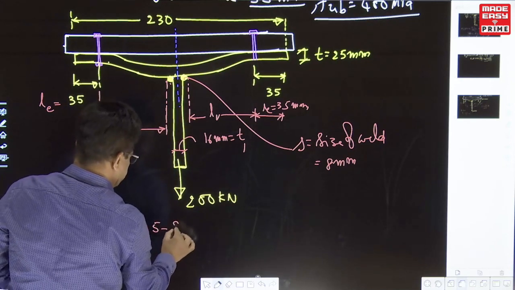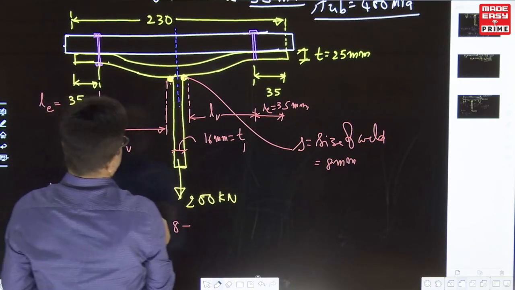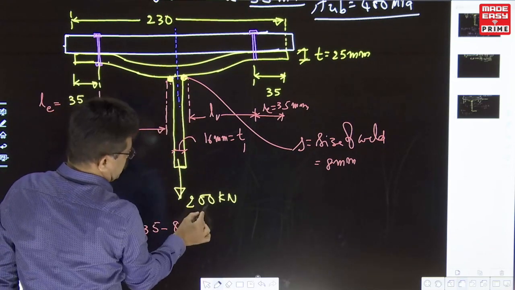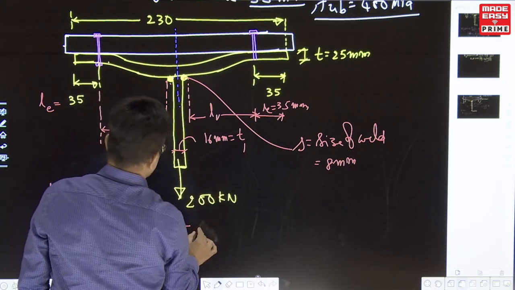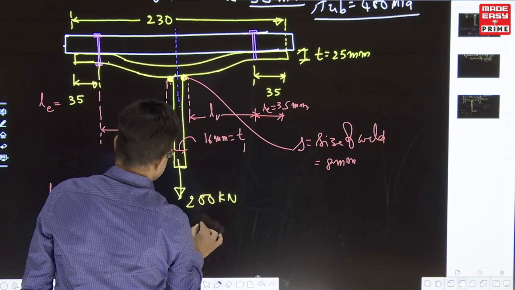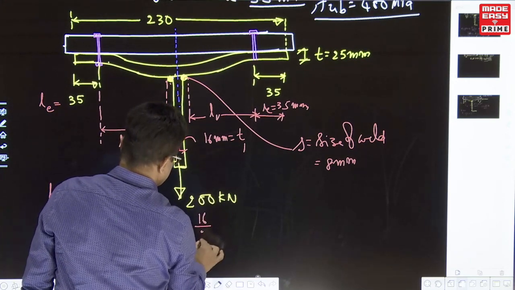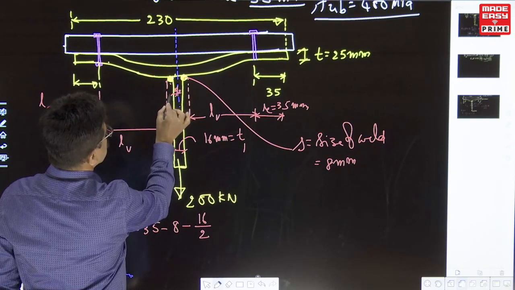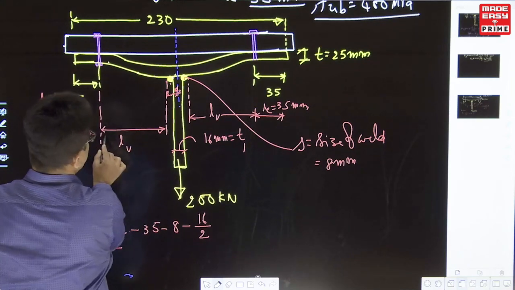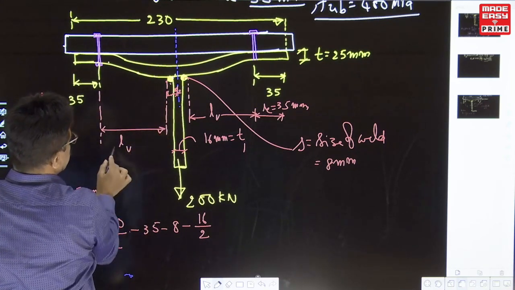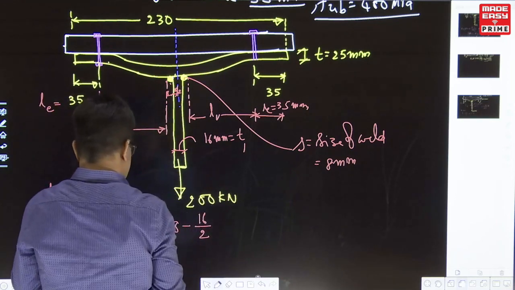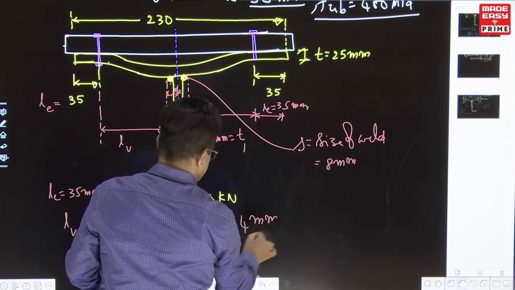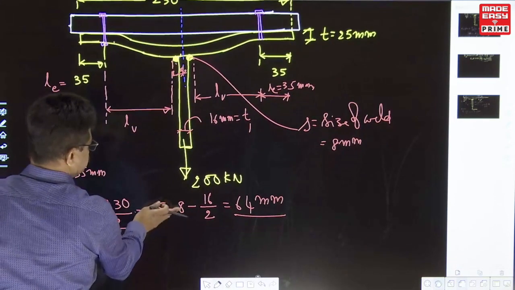So minus 8 mm. Now this one, from here to here, the thickness of the plate is how much? 16 mm. So minus 8 mm, that is 16 by 2. This is also 8 and 35. If I remove all these quantities, I will get LV. So you will get 64 mm. So LV is 64 mm.